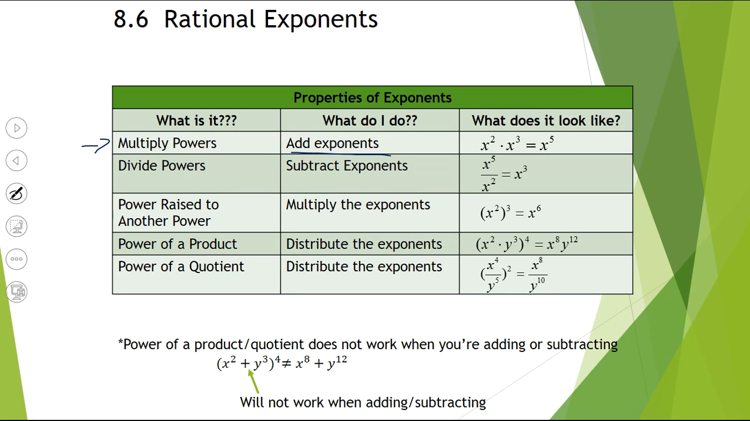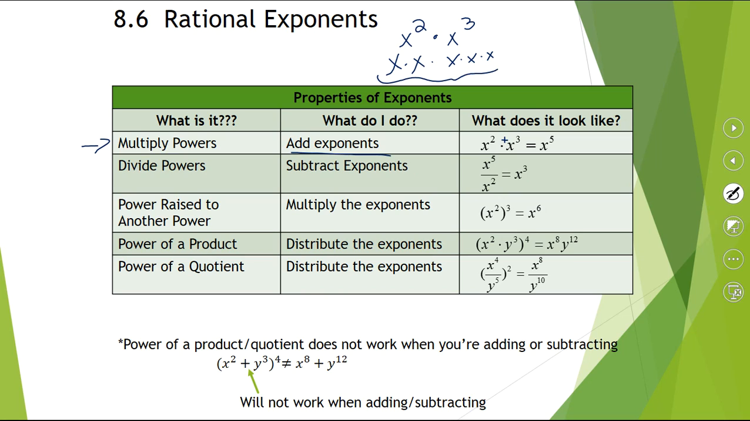So x to the second times x to the third is x to the fifth, because you're essentially adding the 2 plus 3. Now, why is it you're adding the exponents if you're multiplying the powers? Well, here's the reason. If you have x squared, for instance, you have x times x. And if you're multiplying it with x to the third, then you're multiplying it with x times x times x. Which, if you take a step back, is x to the fifth power. It's x multiplied 5 times. So the shortcut, the trick, is add the exponents.